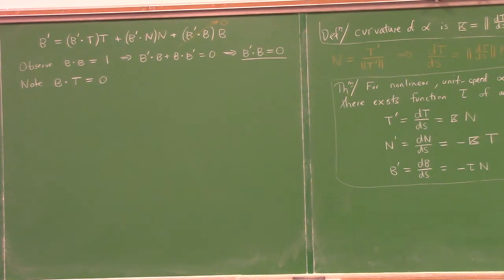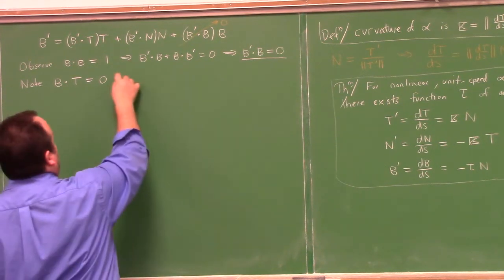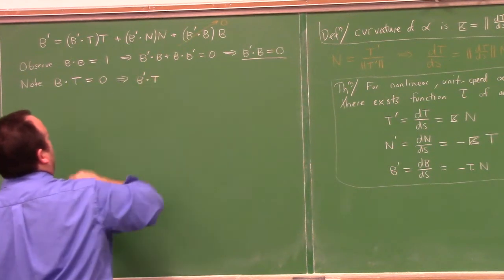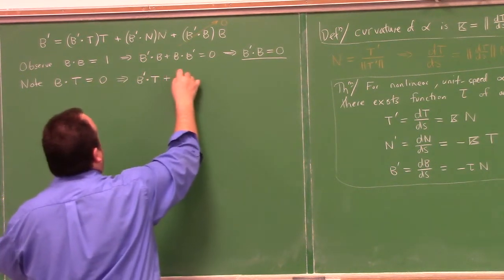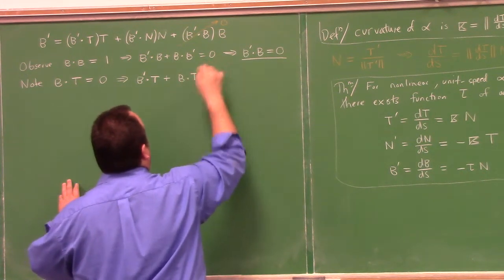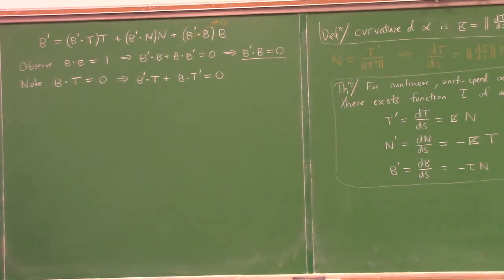All right? So here we go. B dot T is 0. Differentiate. What do you get? We have B prime dot T, which is what I'm after, right? Plus B dot T prime equals 0. But what is T prime?